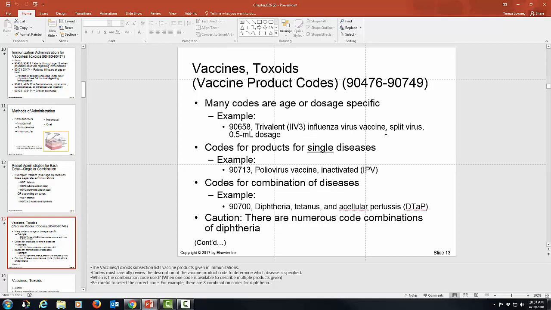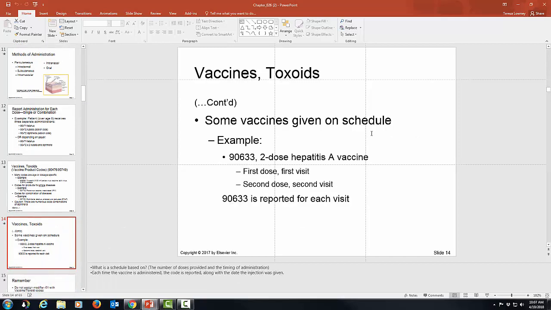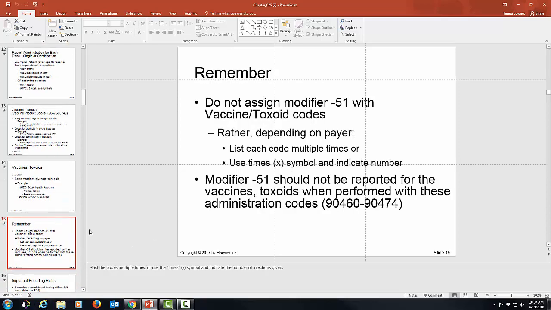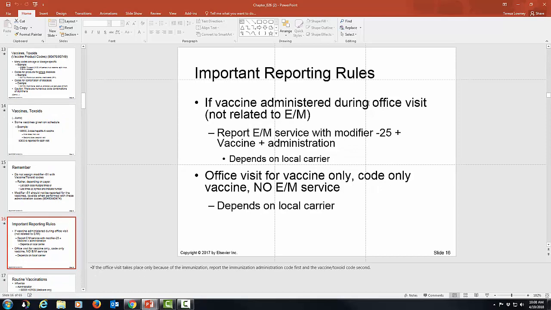or the flu vaccine, is it a split virus and you're doing it twice? Toxoids, there's some examples here for your hepatitis A, for example, and you want to make sure that you're paying attention to those. Okay, don't assign a modifier 51 with a vaccine toxoid code. Rather, depending on the payer, it could be listed multiple times or using your times symbol. So those are important reporting rules that have to do with those vaccines.